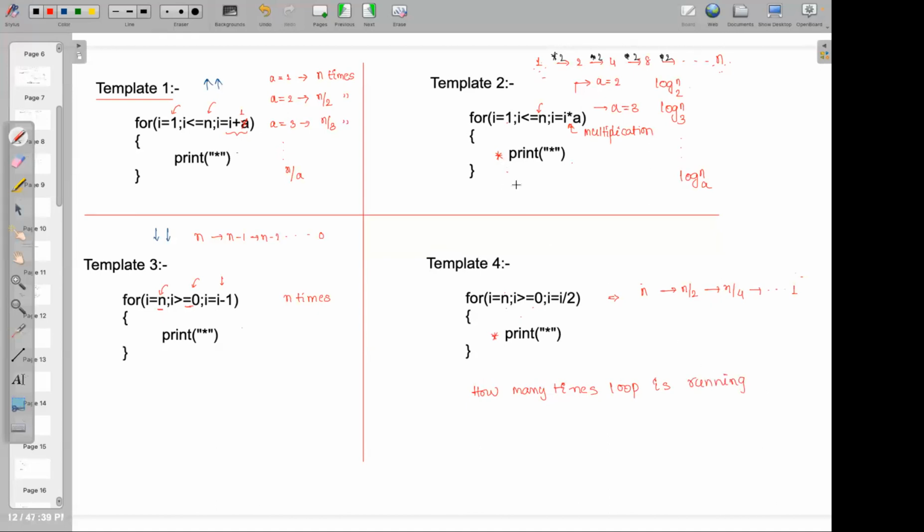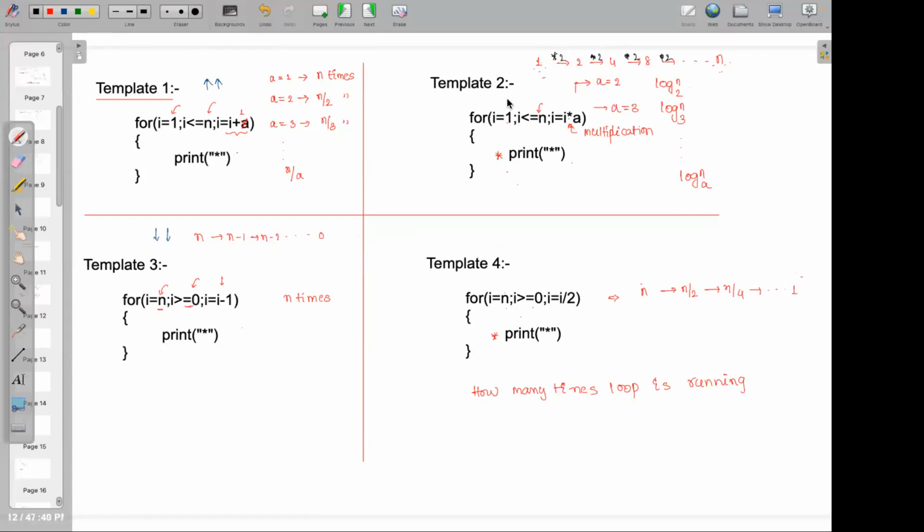In this case also, it is running order of log n. Here also order of log n. Got it? Any doubts, anyone? Somebody saying, sir, how to decide a time complexity, log or not log? Simple. Whenever you see something like multiplication, its time is log n. Okay.